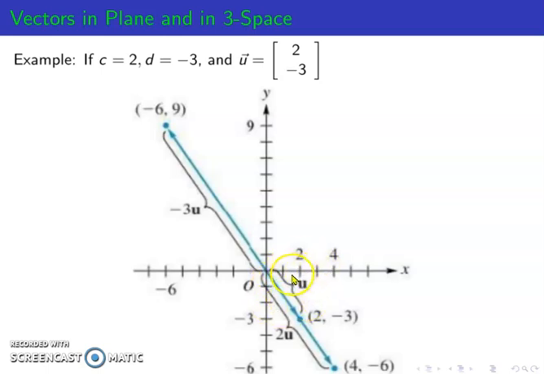Okay? If you're going to multiply that by 2, alright? In this case, yung C kasi natin is 2, kaya siya 2 times U. Dapat magta-times 2 lahat, no, ng components. So, instead of 2, you have 4. Instead of negative 3, dapat negative 6. Okay? So, that is this one.